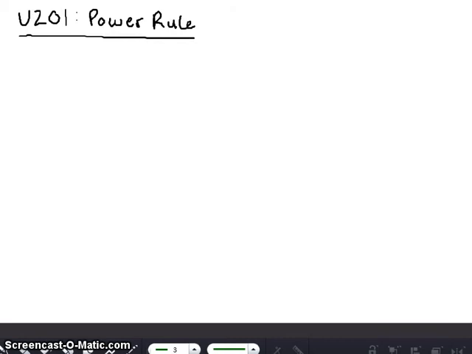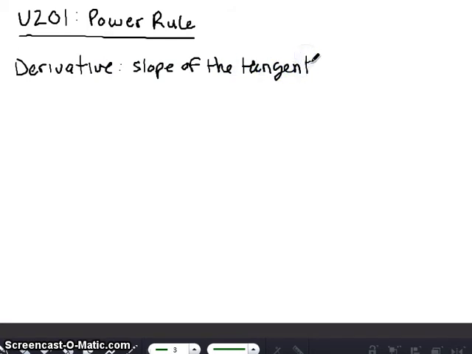Okay, in this lesson we're going to talk about the power rule for derivatives. We've already talked a little bit about derivatives, but we haven't spent a whole lot of time on them. So we should know right now that a derivative is going to tell us the slope of the tangent line to a curve.